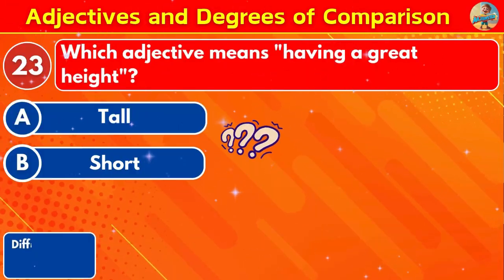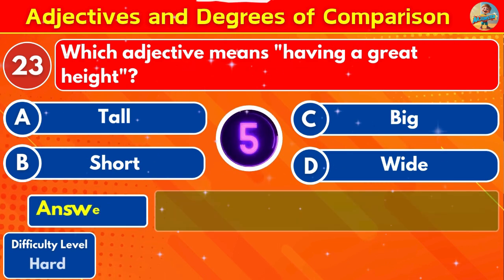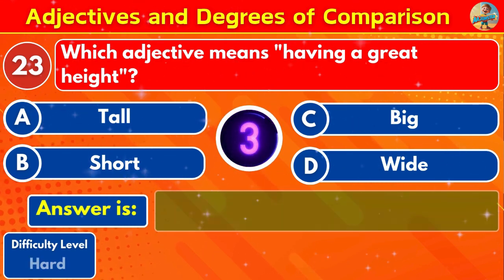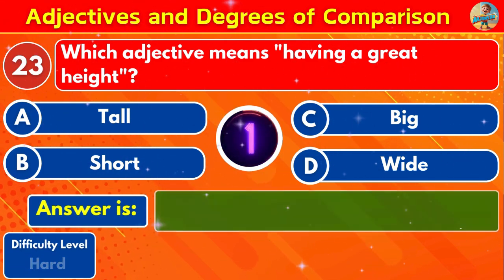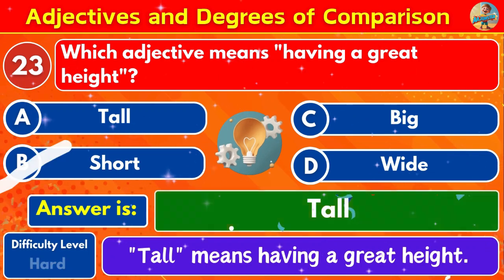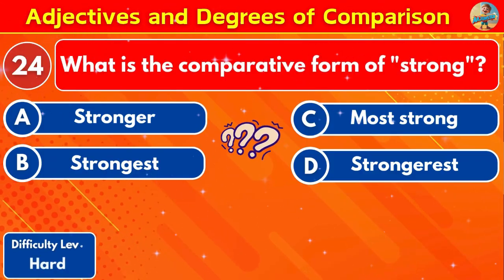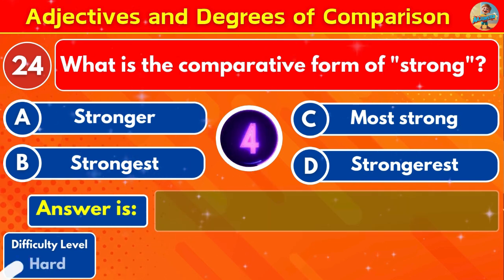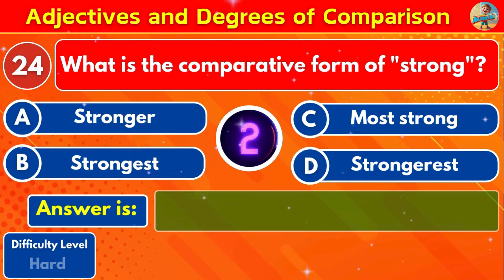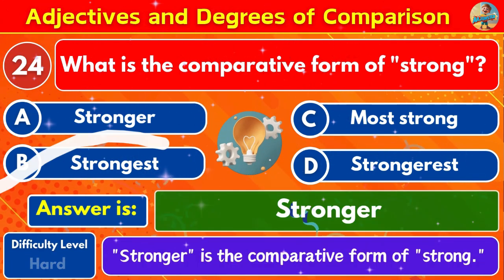Question 23 is, which adjective means having a great height? Answer 23 is tall. Question 24 is, what is the comparative form of strong? Answer 24 is stronger.